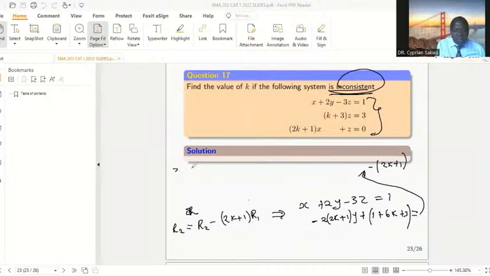So this is x plus 2y minus 3z is 1. This is negative 2 into 2k plus 1 y, and this is 4 plus 6k z plus a z is equal to negative 2k plus 1.